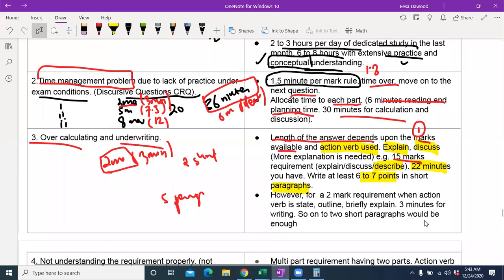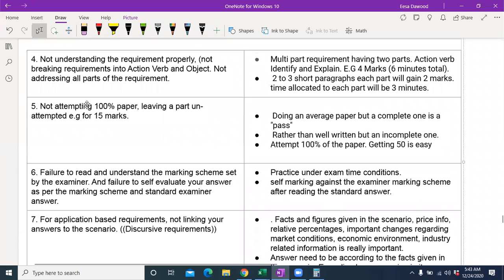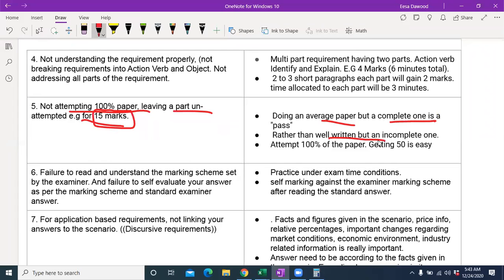Why am I saying that? An average paper, but a complete paper. Otherwise, you won't be able to attempt 100% of the paper, and there'll be unattempted questions. For example, a student was telling me, I haven't attempted a 15-mark question, and I was, oh my god. When a student tells me that they have an unattempted question, first of all, I don't know if they're going to pass or not. So doing an average paper, but a complete one is a pass, rather than a well-written one, like you wrote one question very well and the other one you were short of time and it was unattempted.